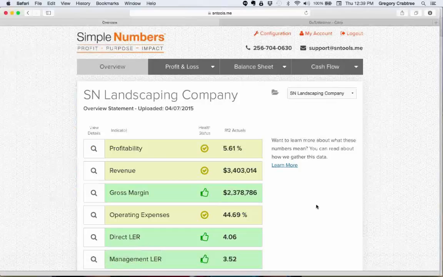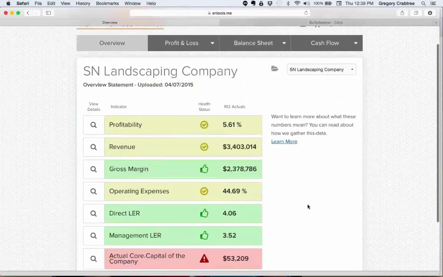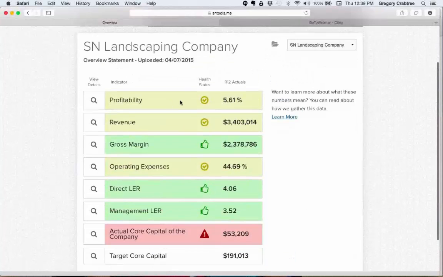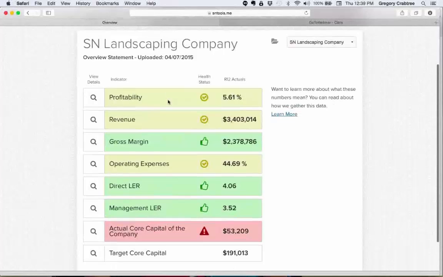All right, so this is the live tool itself. In this particular example, this company is above 5%, so they're in the yellow range. They had set their targets so that anything above 5% was yellow, and anything above 10% was green. You can slide those, and we'll go over to the slider in a second and show you how to adjust those.